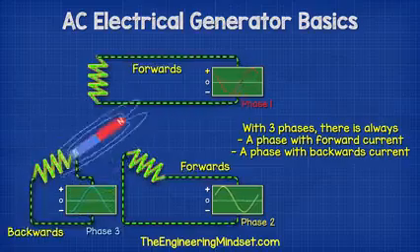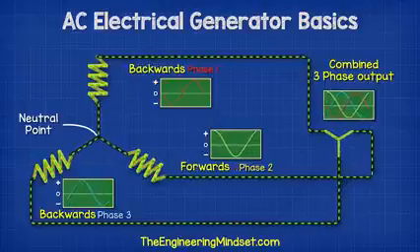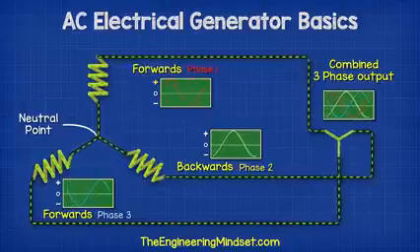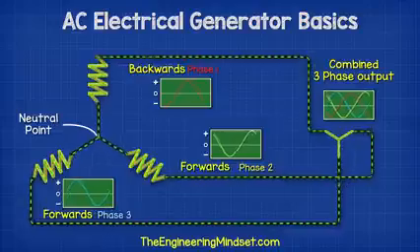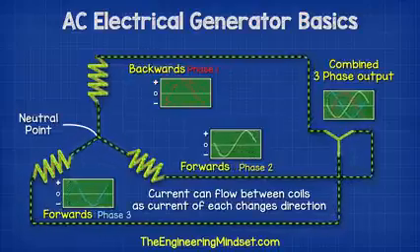Instead of having 3 separate coils and 6 wires, as the phases are always switching between forwards and backwards, we can connect the ends of the coils together. The current will then flow freely between each coil as it changes direction.